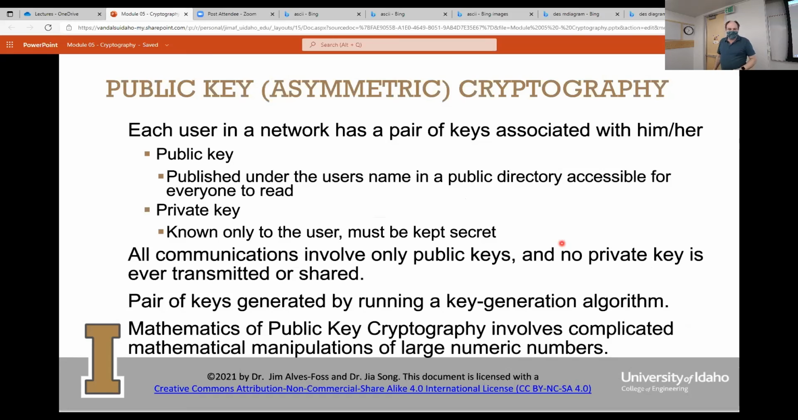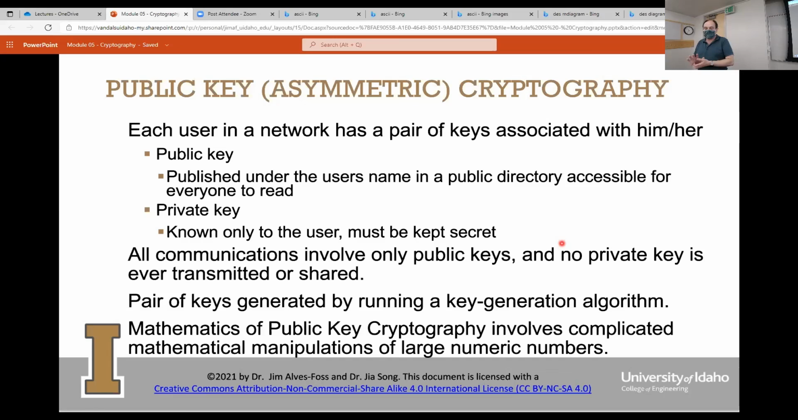Okay. Each user in the network then has their pair of keys associated with them: the public key, like I mentioned, and the private key. All communication involves only public keys. No private key is ever transmitted or shared. My public key can be out there in a directory, published for the world to see. Here's my public key, doesn't matter. And the pair of keys is generated using a key generation algorithm, because it's complex to have these related keys.